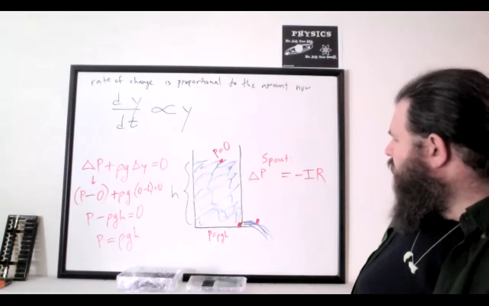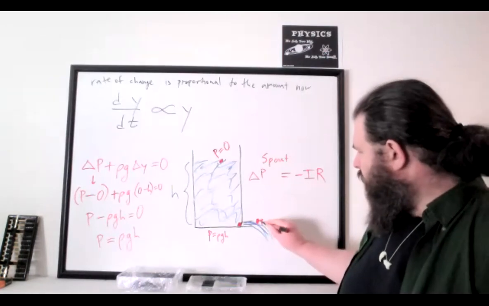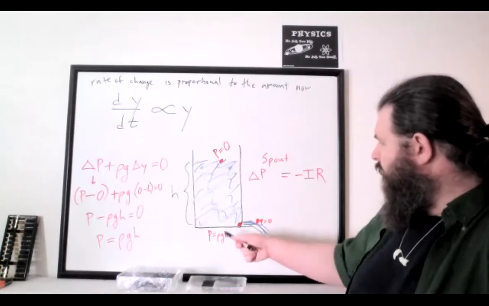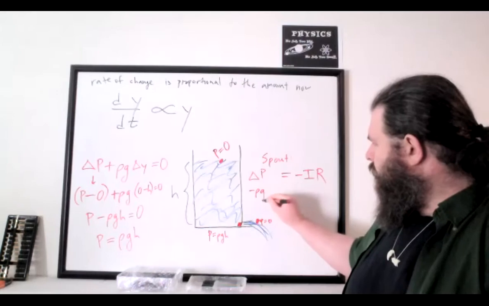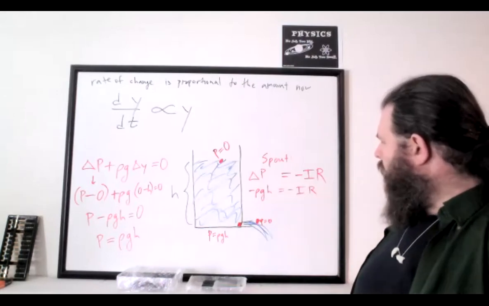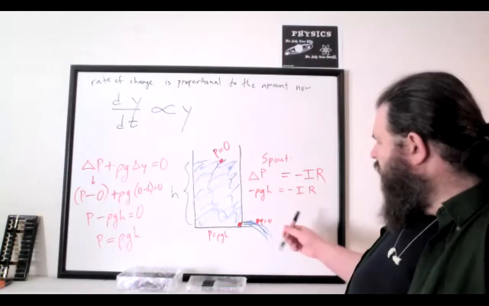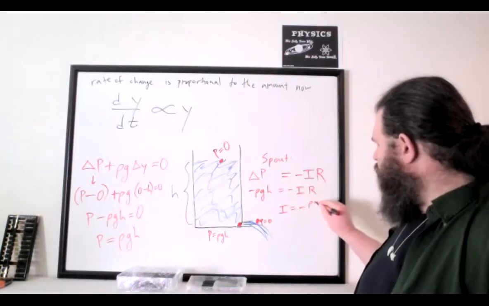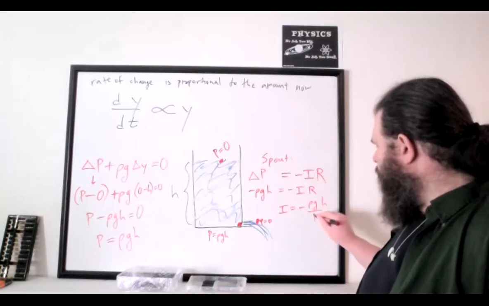But if we fill these values in, delta pressure, we know pressure here is 0. So if you think of this as final minus initial, 0 minus rho GH. We could then divide both sides by negative R and get current is negative rho GH over R.